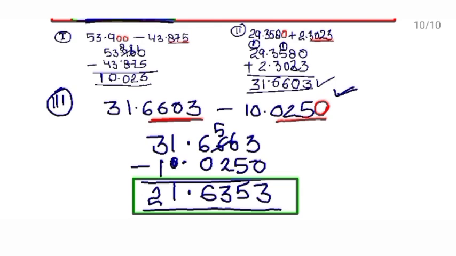21.6353. Very simple. Students, for adding or subtracting decimal numbers accurately, you just need to remember one point: always make the given numbers like decimals. Right? After decimal, there should be the same number of digits. Then you can simply arrange them and add them.